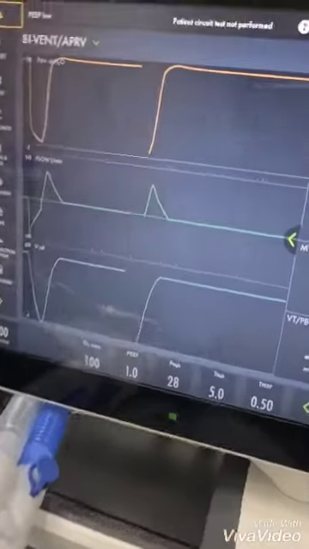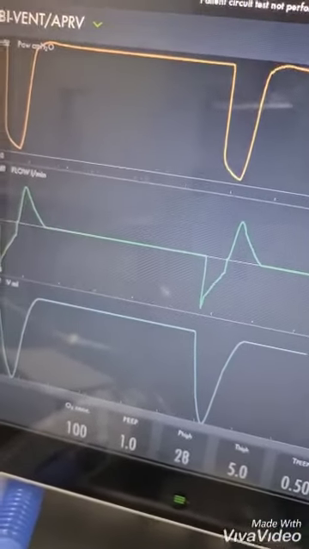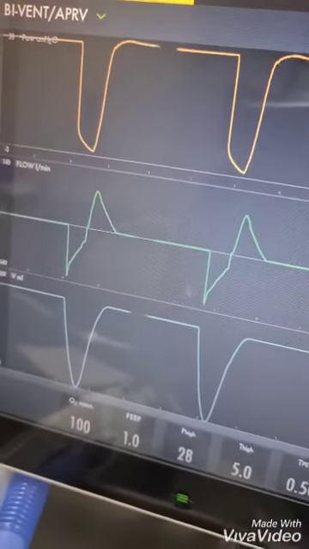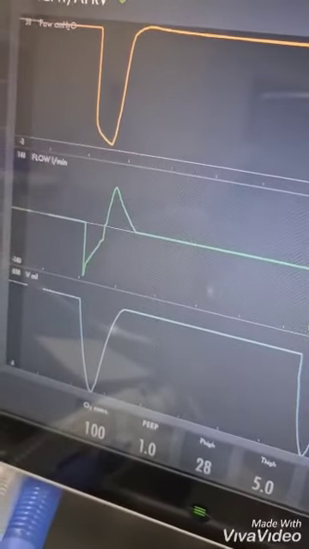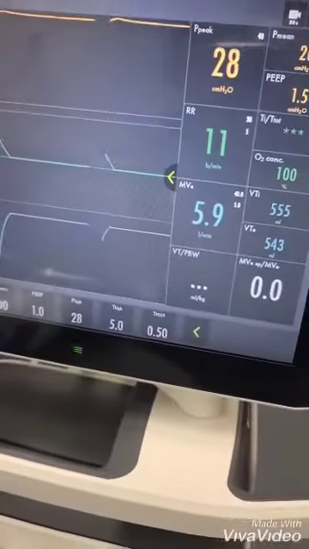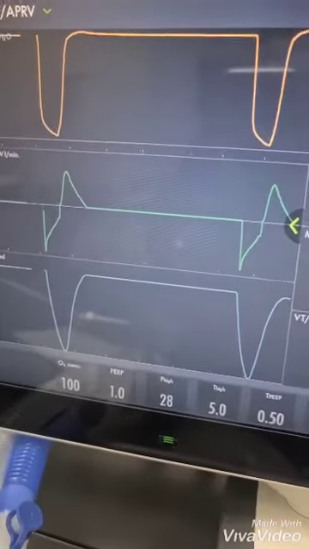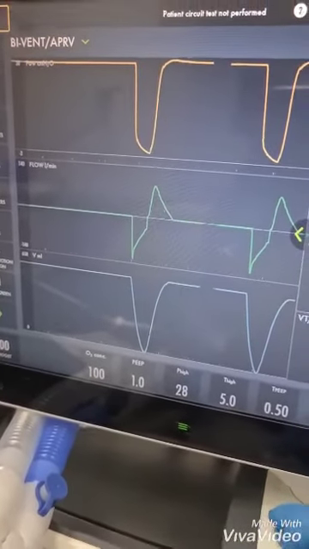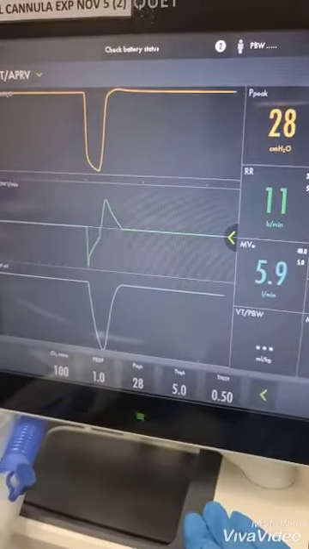Once you set your APRV mode, after 30 minutes from your settings, you have to take an ABG to make sure about your blood gas. Also, you have to do an X-ray because it will cause lung expansion. This mode actually has shown very successful with COVID-19 patients because COVID-19 patients need continuous lung recruitment, which is based on APRV.